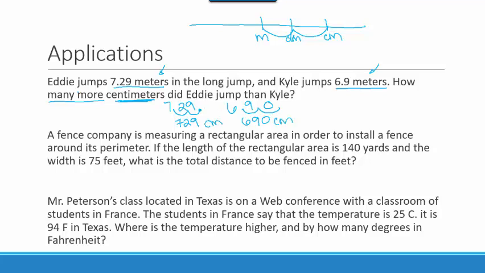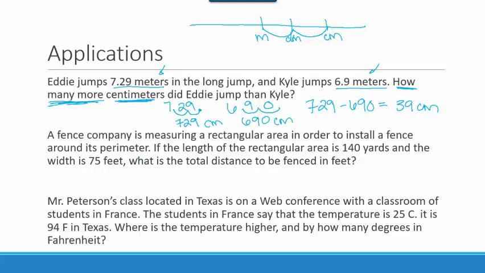Now we can actually solve the problem. So keep in mind it said how many more. We've talked about that a lot in class. How many more indicates subtraction. So we're going to do 729 minus 690. And so he jumped 39 more centimeters than Kyle.